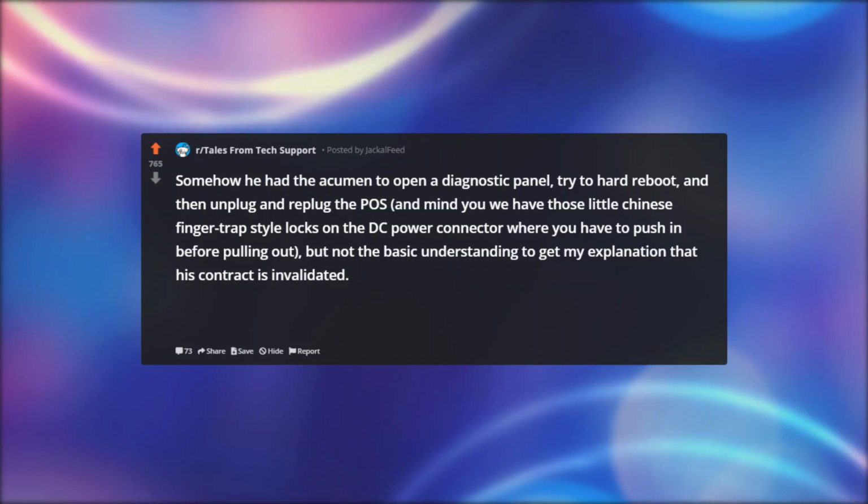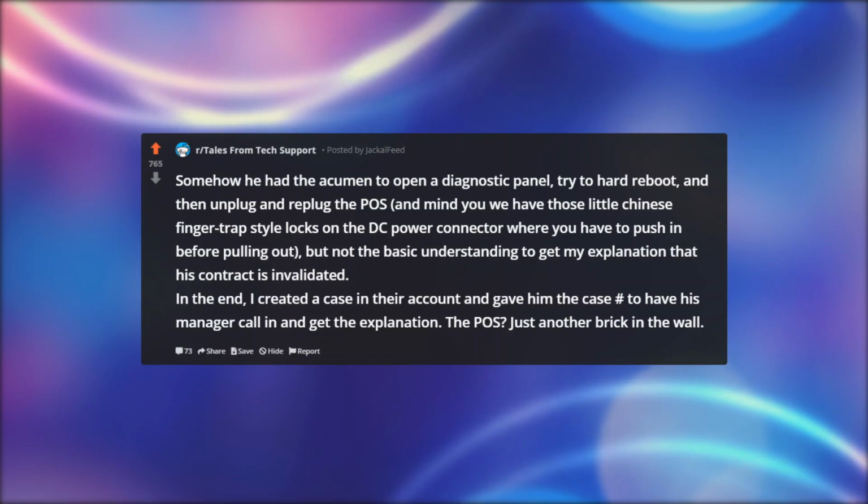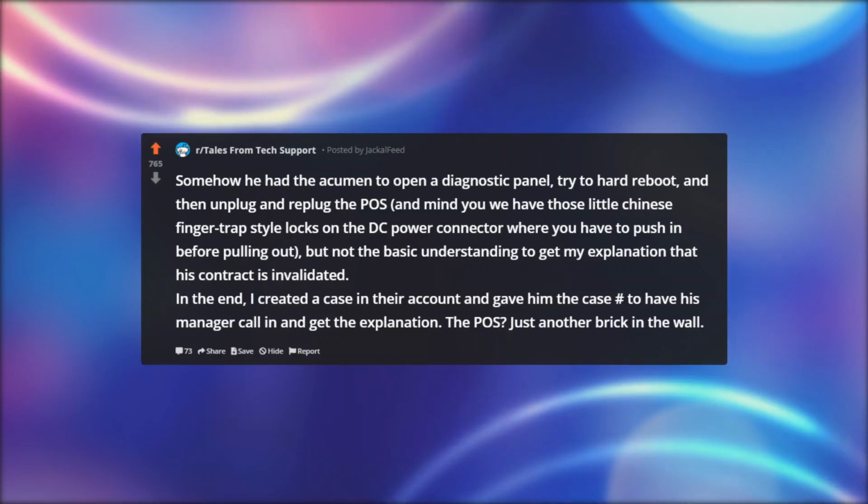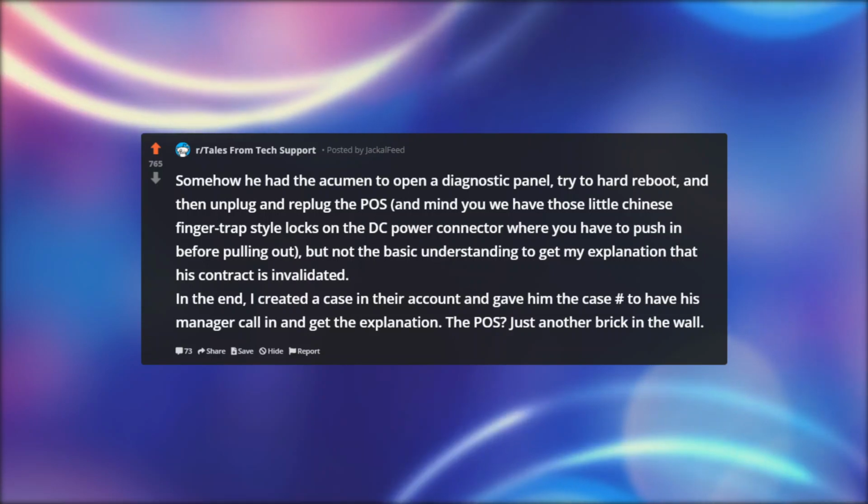In the end, I created a case in their account and gave him the case hashtag to have his manager call in and get the explanation. The POS? Just another brick in the wall.